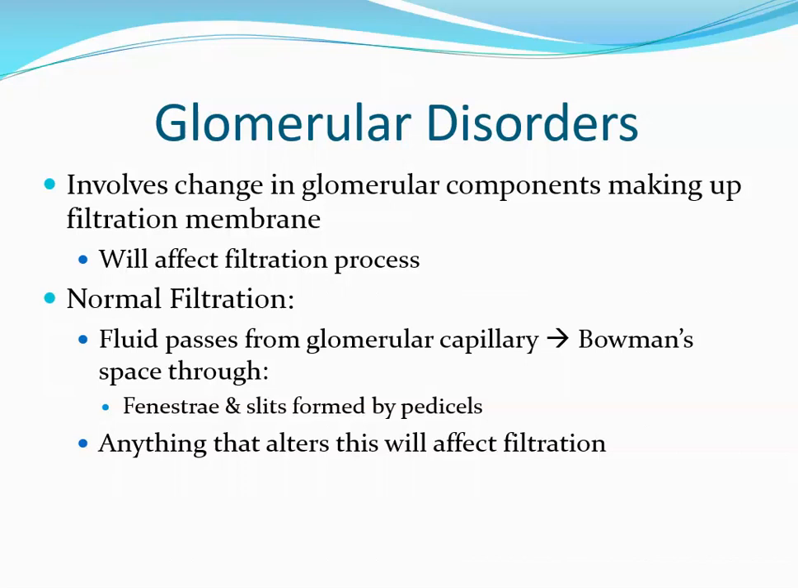In normal filtration, fluid passes through the glomerular capillaries into the Bowman space. First, this fluid passes through fenestrated capillaries, the glomerular capillaries, and then slits formed by pedicels. These are off the podocytes. These are special cells that surround the glomerulus. Anything that alters one of these two components will alter the filtration process.